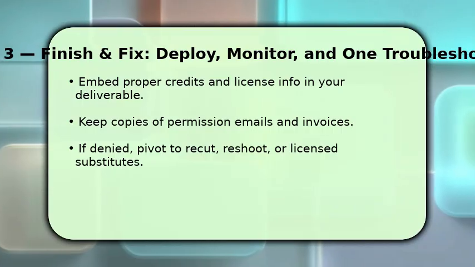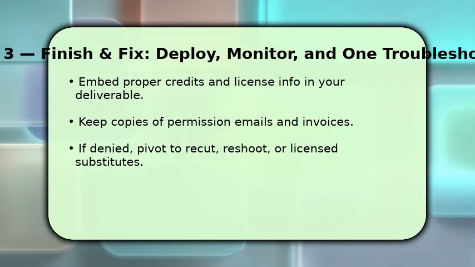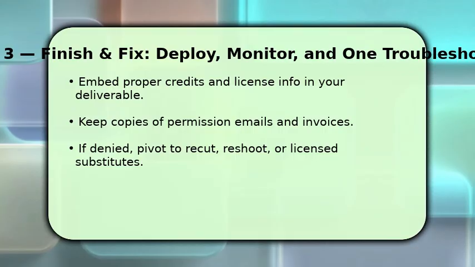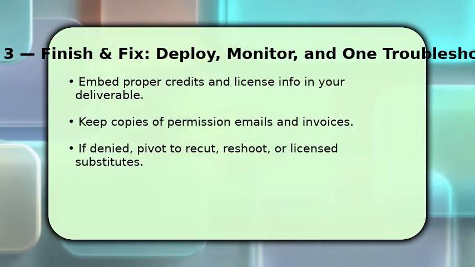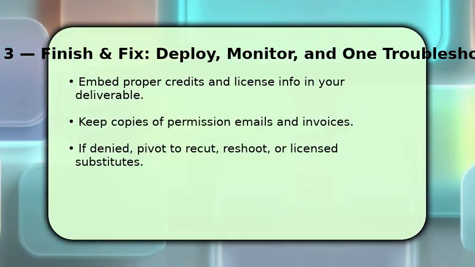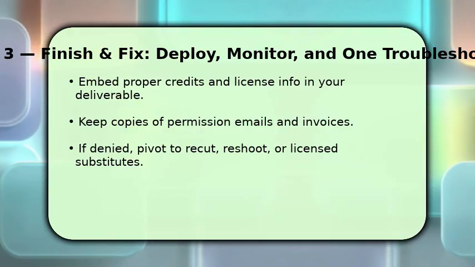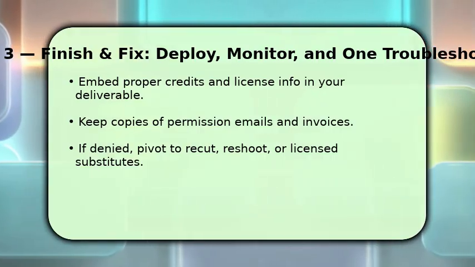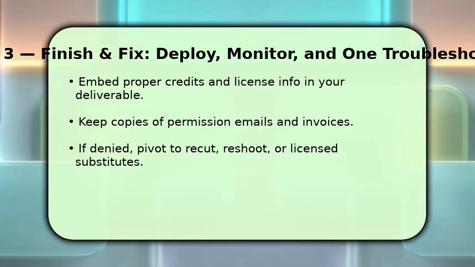If you hit a roadblock, for example, permission is denied, don't attempt to remove the watermark. Instead, recut the piece, reshoot a short segment, or replace the segment with a licensed substitute. Troubleshooting tip: if quality drops, return to the original source, or request a higher resolution licensed file from the owner.